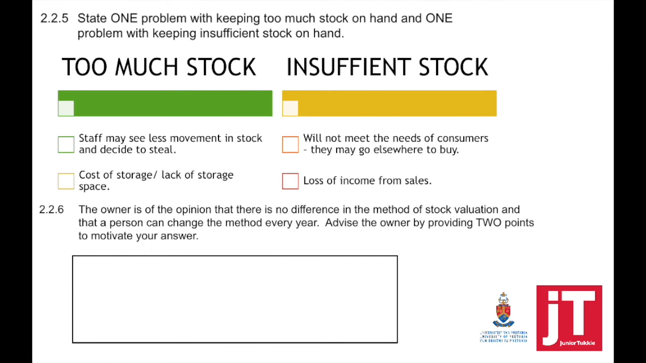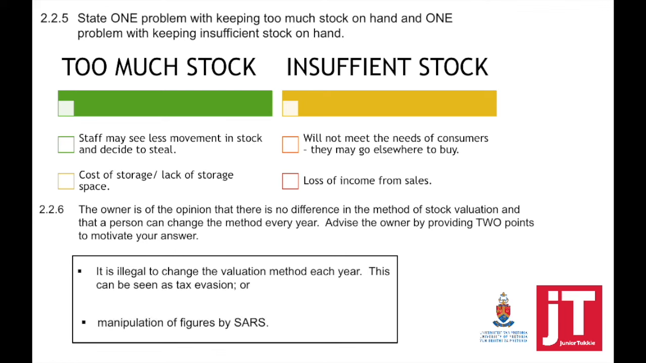2.2.6. The owner is of the opinion that there is no difference in the method of stock valuation and that a person can change the method every year. This means changing from FIFO to weighted average to specific identification. Advise the owner by providing 2 points to motivate your answer. So if we look at the first point, it is illegal to change the valuation method each year. This can be seen as tax evasion or manipulation of figures by SARS. Remember that changing from one to another will have an impact on your gross profit.